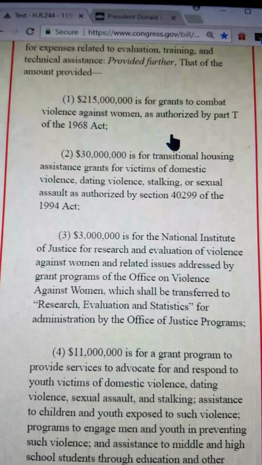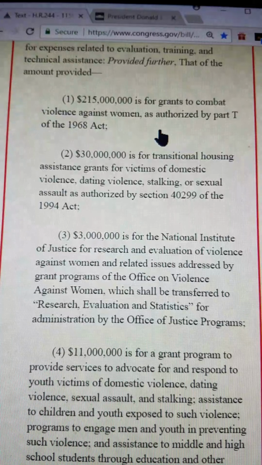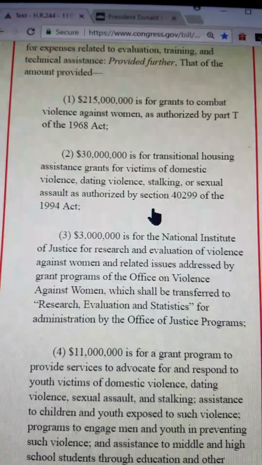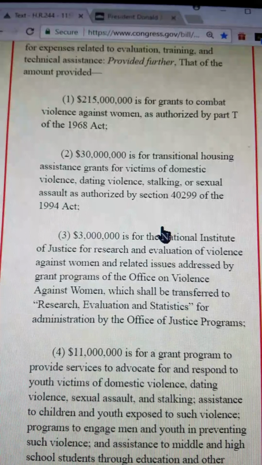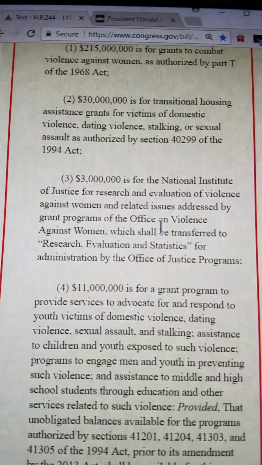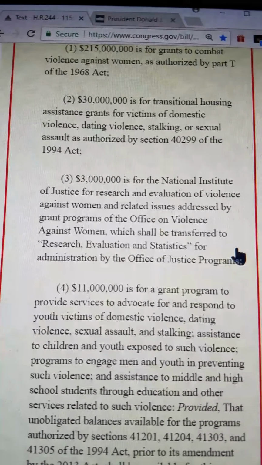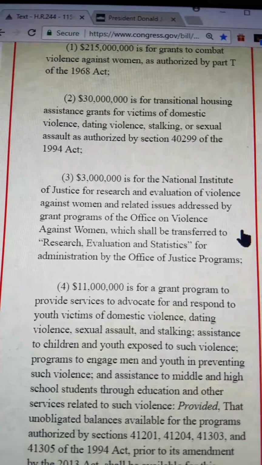$215 million is for grants to combat violence against women, as authorized by Part T of the 1968 Act. $30 million is for transitional housing assistance grants for victims of domestic violence, dating violence, stalking, or sexual assault as authorized by Section 40299 of the 1994 Act. $3 million is for the National Institute of Justice for research and evaluation of violence against women and related issues addressed by grant programs of the Office on Violence Against Women, which shall be transferred to research, evaluation and statistics for administration by the Office of Justice Programs.